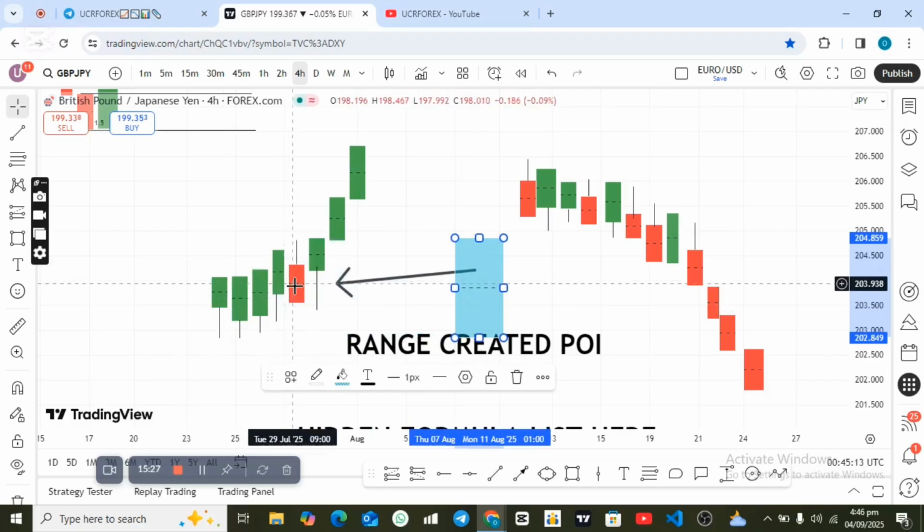It doesn't make any sense. And let me give you the reason why you don't need to mark it and why you need to mark the breakout. You need to mark the candle that led to the breakout of that range. The candle that led to what? To the breakout of that range.